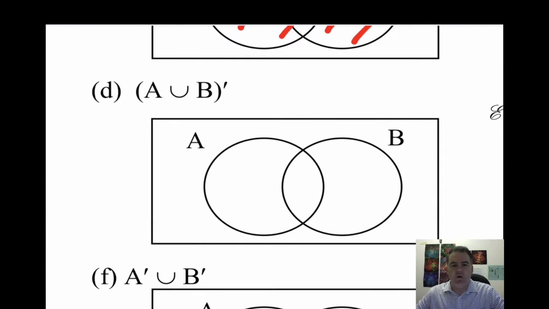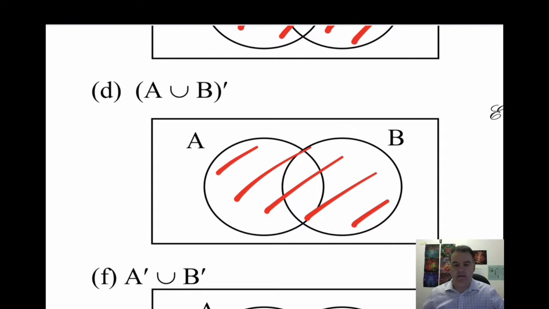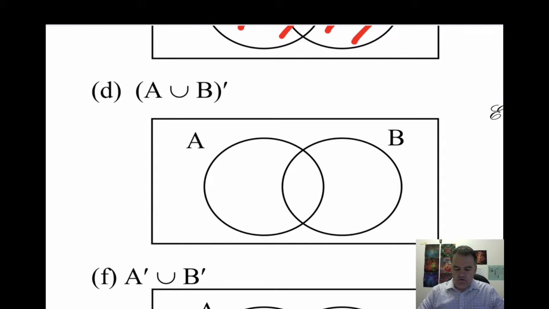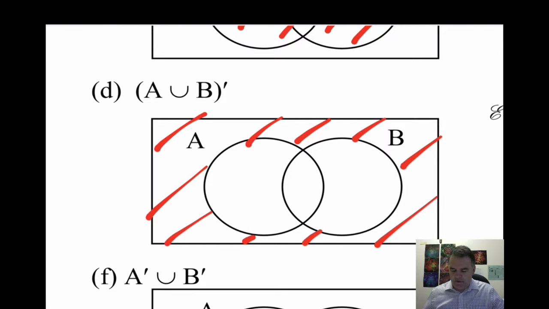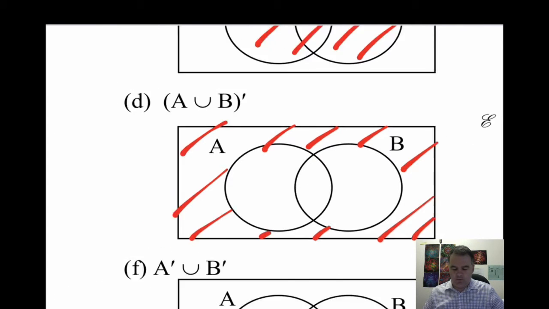A union B complement. That means, think of everything that's in A or B, which we just did was that, and it's everything outside of that. So A union B complement would look like this. It's everything outside of A or B. That's A union B complement.